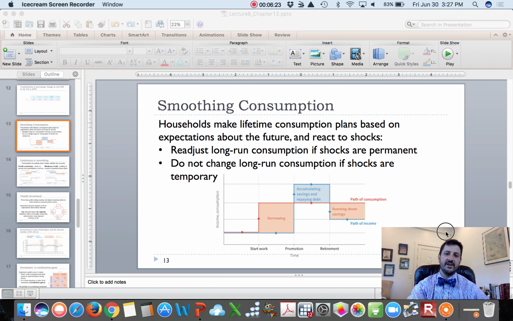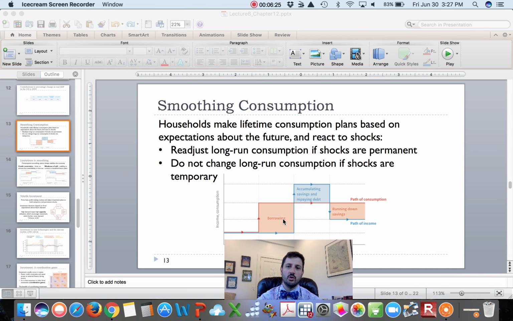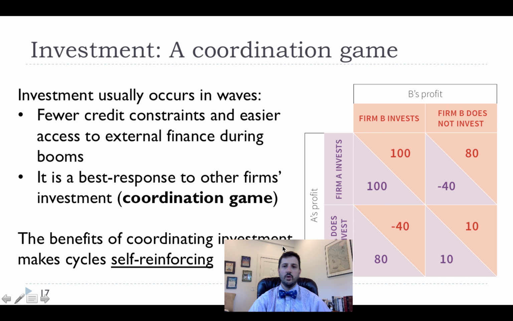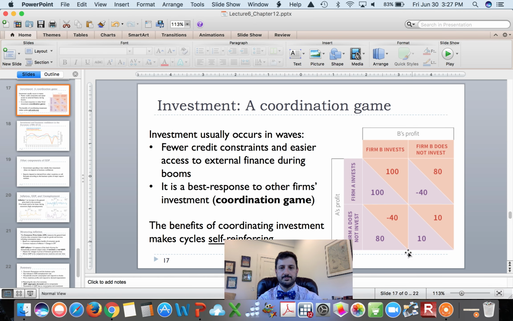So if we think of investment, we can think of it kind of as a coordination game where firms will want to invest at the same time. And so it's kind of a best response to other firms' investment decisions. If firm A invests, firm B wants to invest too. If firm B doesn't invest, firm A doesn't want to invest either. And so that's going to mean that investment goes up during booms and falls during recessions.